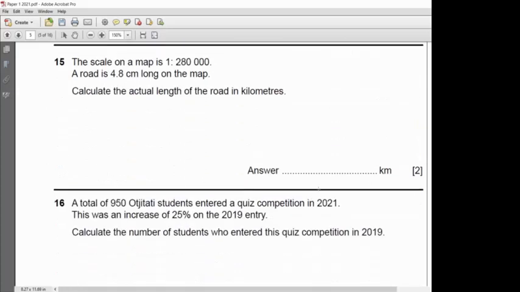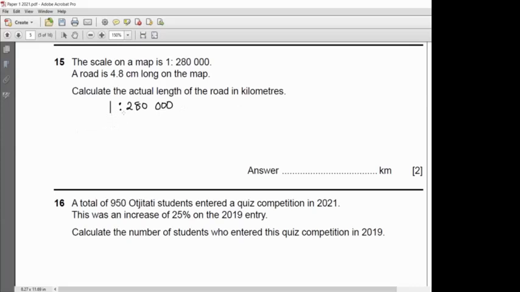Right, number 15, we are told that the scale on a map is 1 to 280,000. Then a road is 4.8 centimeters on the map. Now we want to calculate the actual length of the road in kilometers. So 1 to 280,000. So this is 1 centimeter on the map represents 280,000 centimeters on the ground, so in reality. So this is ratios. So I can just erase that.